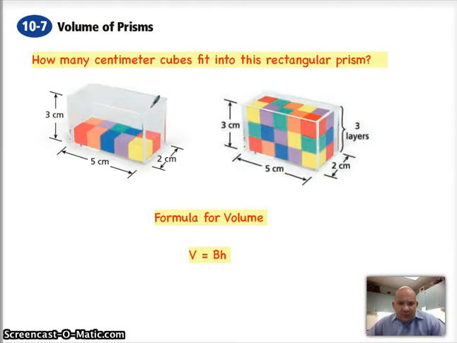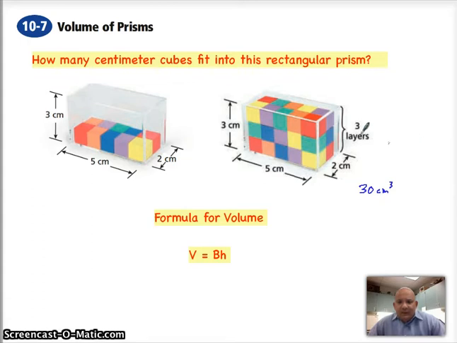Well, there are other layers that we need to add. We have to add 2 more layers to that. So if we add an additional layer on top of this 10, then there are 20 in the second layer. And then when we add another layer of 10, there are 30. So the amount of cubic centimeters inside of this particular rectangular prism is a total of 30 cubic centimeters.